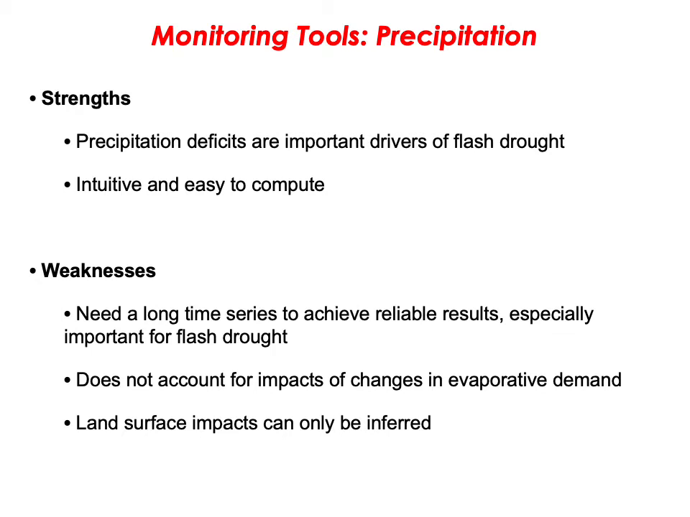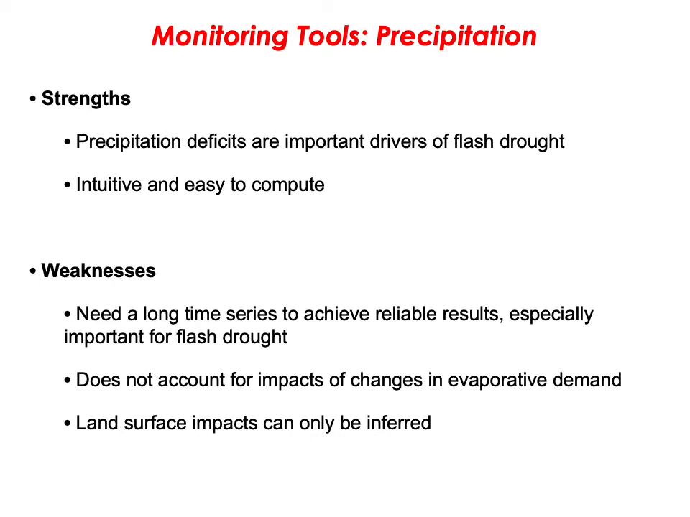So to illustrate the importance of using multiple variables for flash drought monitoring, I'm now going to spend a few minutes providing an overview of some of the strengths and weaknesses of different classes of tools that have been used to monitor flash drought events. The first one I'm going to discuss is precipitation. An obvious strength of precipitation-based indices is that precipitation deficits are important drivers of drought. They are also easy to understand and easy to compute.